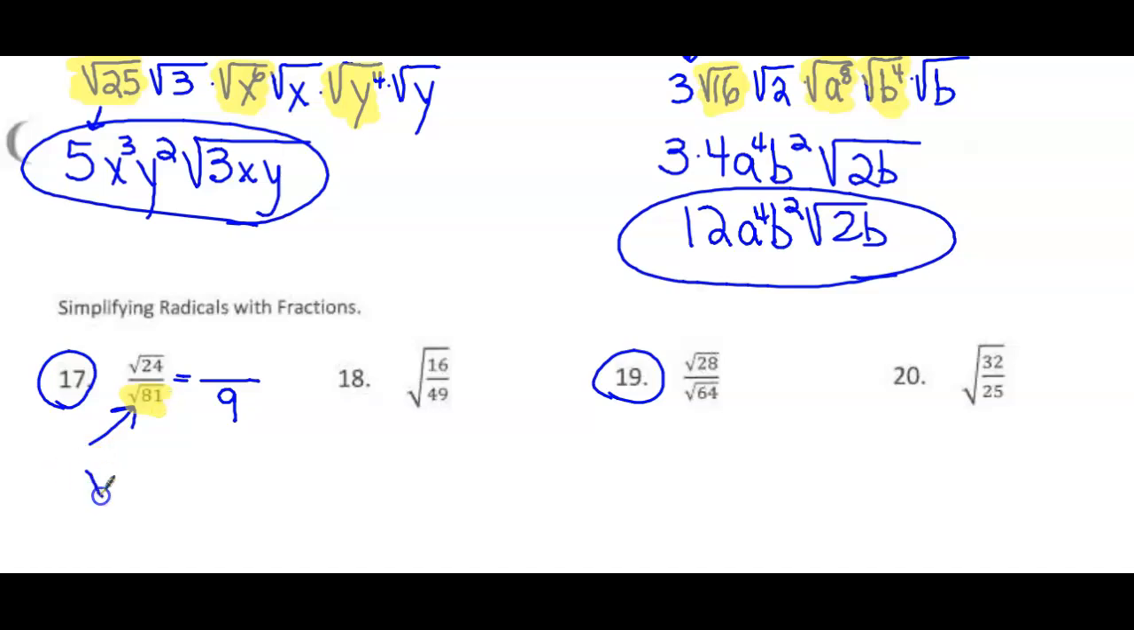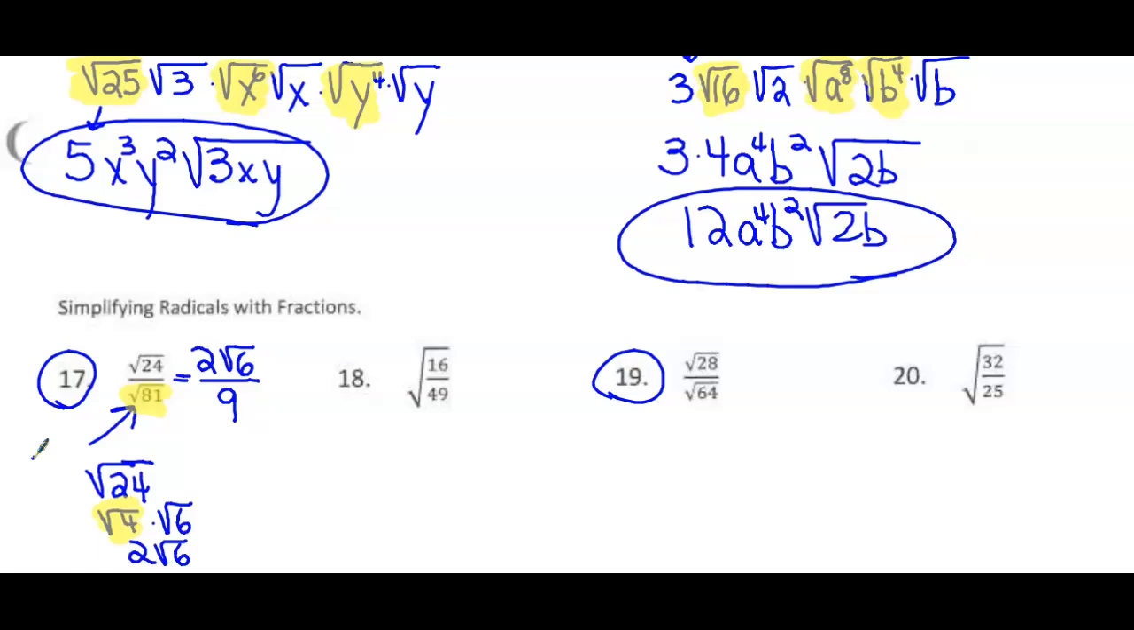But now I have to break down the square root of 24 because that's not a perfect square. So I have to think of the biggest perfect square factor that goes into 24, and we've already done that one today. That is 4. That's the square root of 4 times the square root of 6. And I like the square root of 4 because I can simplify that to a 2. So this is 2 times the square root of 6. I'm going to take that and put it in the numerator because the square root of 24 turns into 2 times the square root of 6.